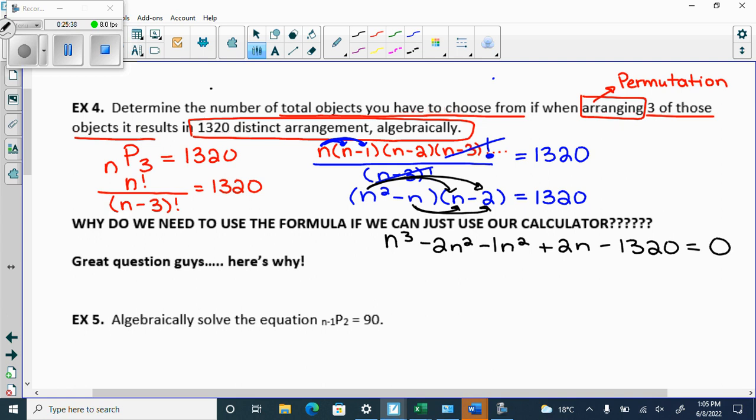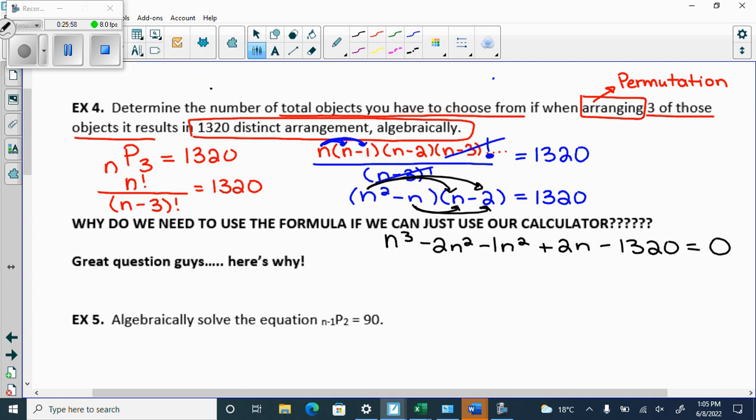Because the only time you don't set it equal to 0 is when it's linear, right? If it's like an x to the exponent 1, that's the only time you get the x on one side, number on the other, and solve, right? But if it's cubic, quadratic, quartic, quintic, you always set it equal to 0, and then you have to do synthetic division.